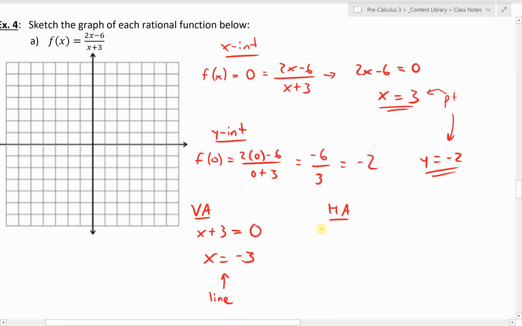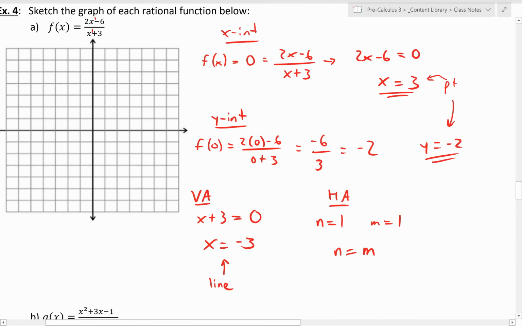So in this case, the degree of our numerator is 1, right? It's the highest power of x. The degree of our denominator is also 1, the highest power of x. So in this case, we have n is equal to m. And when n is equal to m, as I just mentioned, our horizontal asymptote is y equals the ratio of the leading coefficients. So the leading coefficient here in the numerator is 2, and in the denominator is 1. So our horizontal asymptote is 2 over 1, or y equals 2.